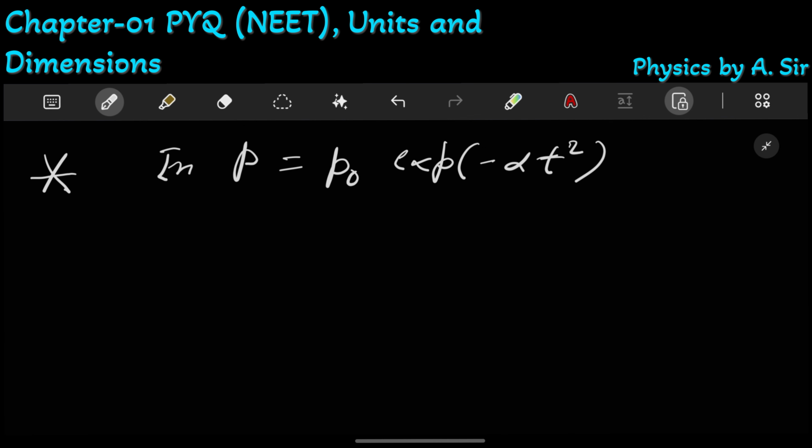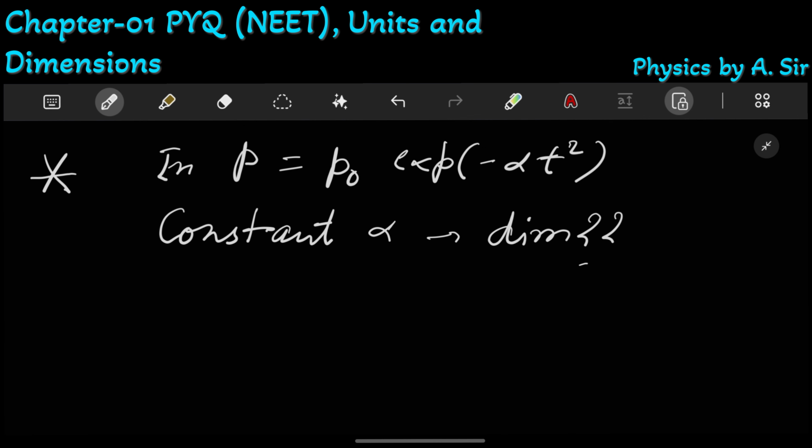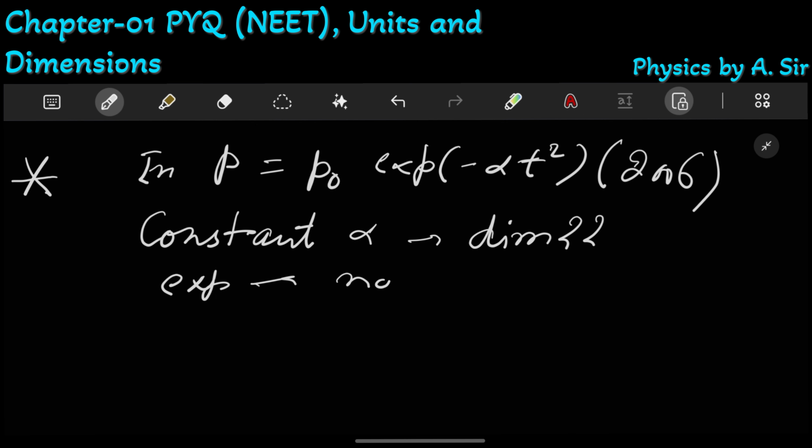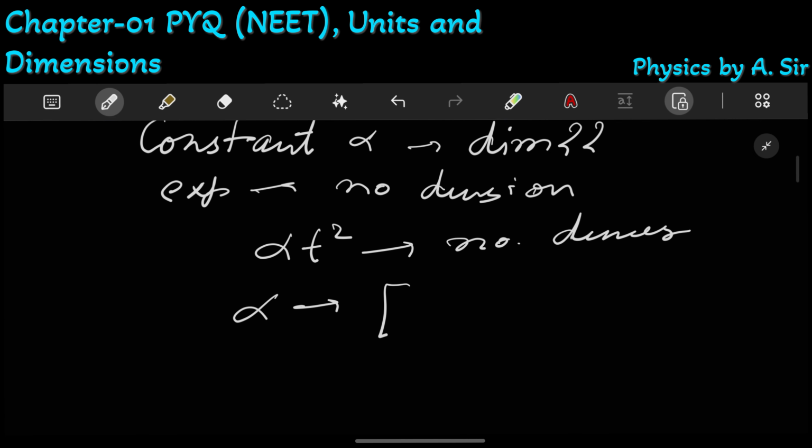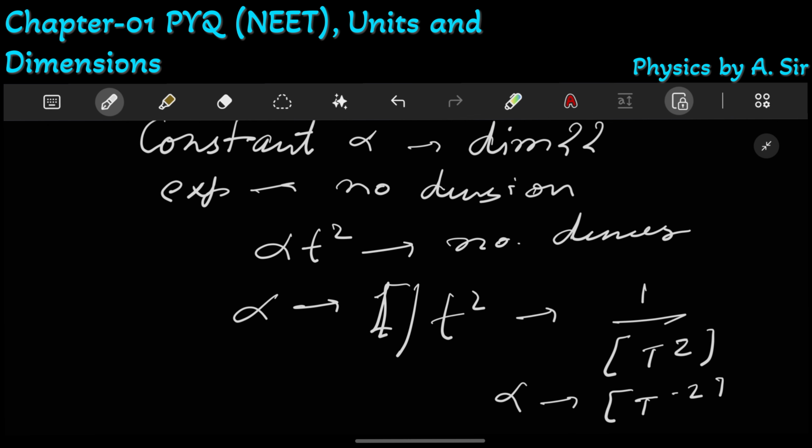In P equals P naught exponential minus alpha t square, he asked for the dimension of the constant alpha. It came in 2006. Let's see. Exponential has no dimension, so alpha t square has no dimension. It means alpha has the dimension of 1 upon t square, which is 1 upon t to the power 2, and comes out to be t to the power minus 2.